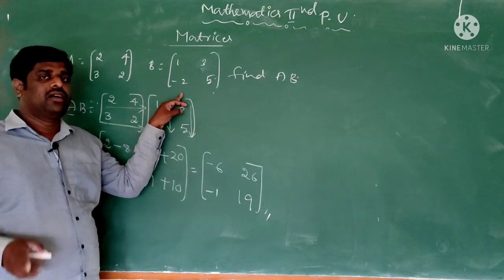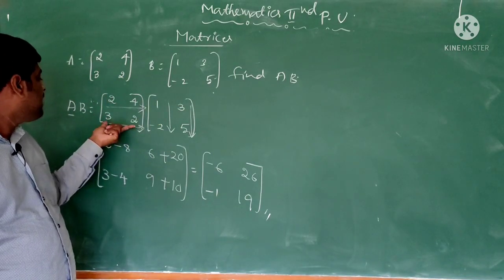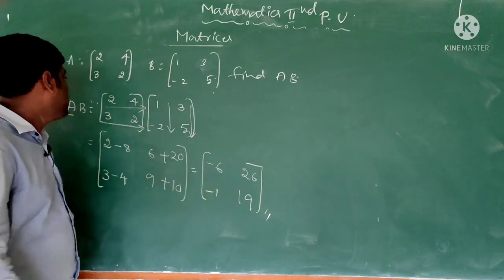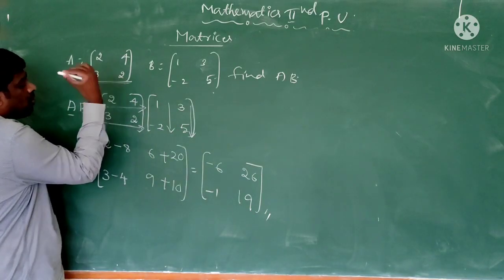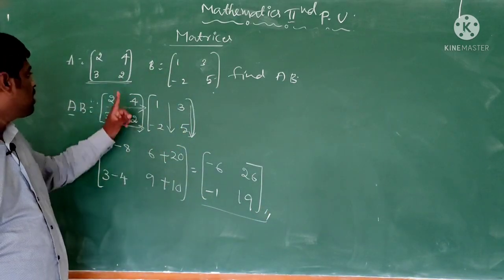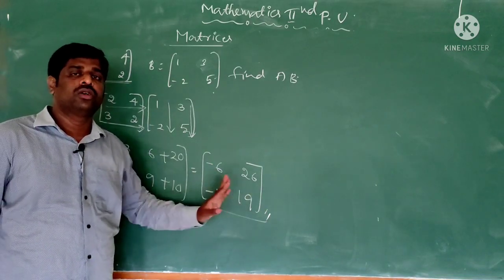Okay? And then one more point. Here, what is the order of the first matrix, A matrix? That should be the product of order. Okay? In the A matrix, the order is given. It will be the answer order. Okay? So here a 2×2 matrix is there. Here also we got a 2×2 matrix.